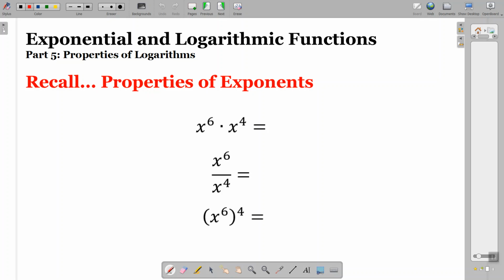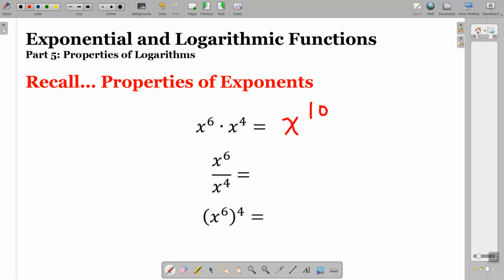For instance, if we had to multiply something like x to the 6th times x to the 4th, we said, all right, x to the 6th is 6 x's being multiplied together, and if you're multiplying those 6 x's times 4 more x's, we would have a total of 10 x's. So this would end up being x to the 10th. And so we develop the rule that when you are multiplying things with the same base, you end up adding the exponents.